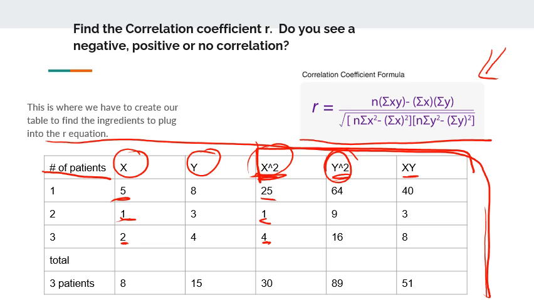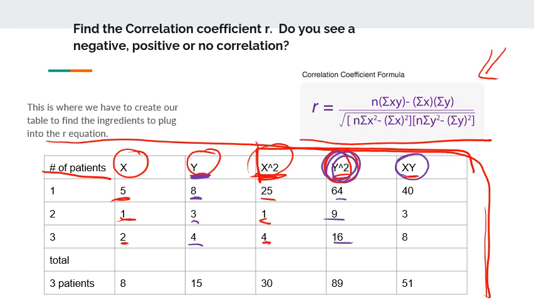For your y squared section, you have to look at your y's. Let me use a different color. So your y squared section, you're going to look at your y's now. So 8 squared gives you 64. 3 squared gives you 9. 4 squared gives you 16. And now we're going to do our x times y section.